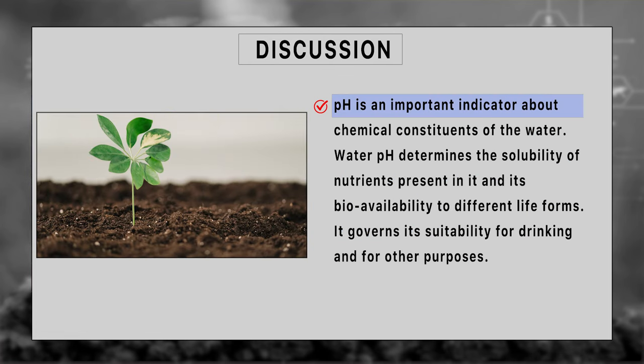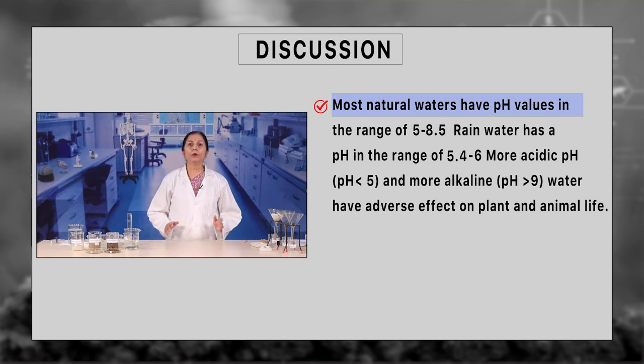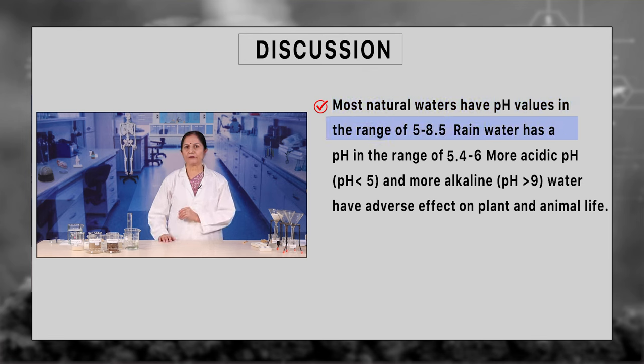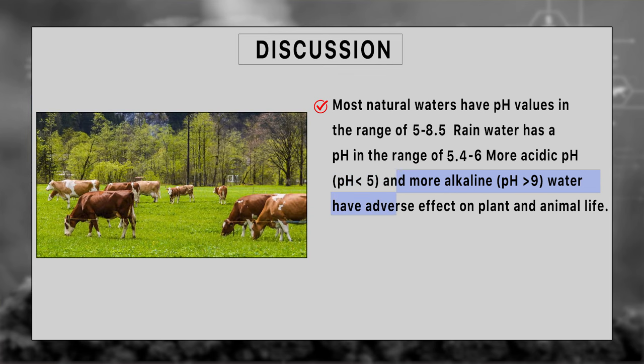pH is an important indicator about chemical constituents of the water. Water pH determines the solubility of nutrients present in it and its bioavailability to different life forms. It governs its suitability for drinking and for other purposes. Most natural waters have pH value in the range of 5 to 8.5. Rainwater has a pH in the range of 5.4 to 6. More acidic pH, that is pH value less than 5, and more alkaline pH, that is pH value greater than 9, in water has adverse effect on plant and animal life.